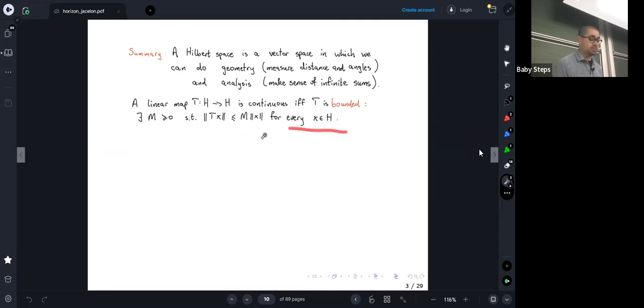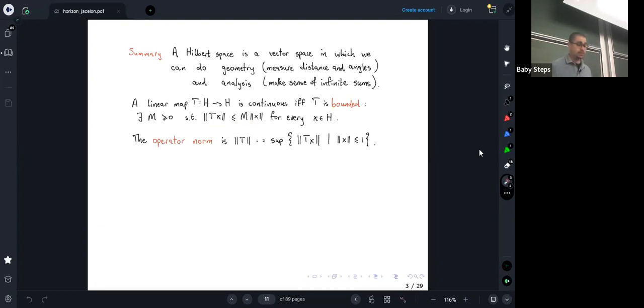So there is some constant m such that the norm of Tx is at most m times the norm of x for any vector x. If you take the smallest possible m for which this holds, that's what's called the operator norm. Or equivalently, you can describe it like this. It measures how much the operator stretches the unit ball.